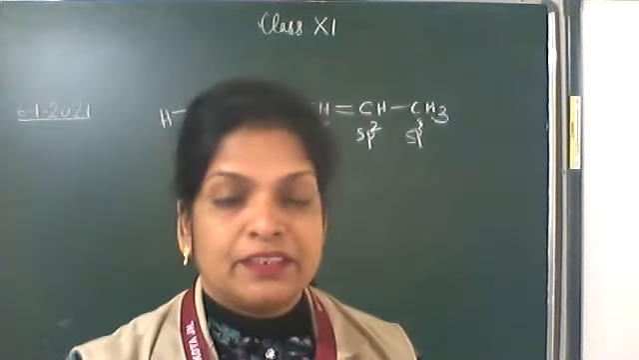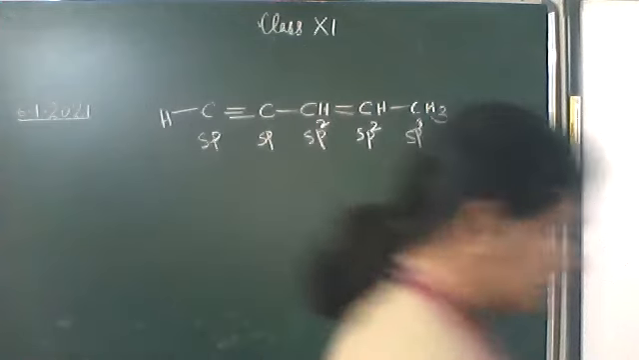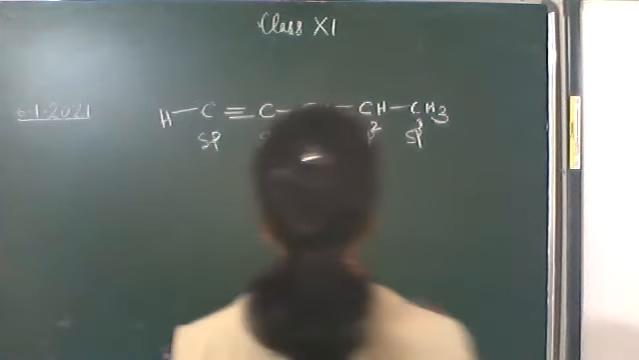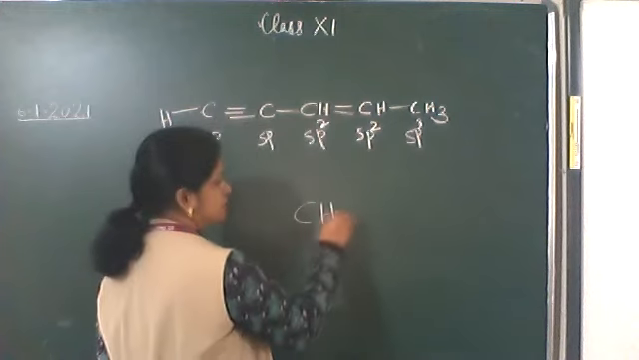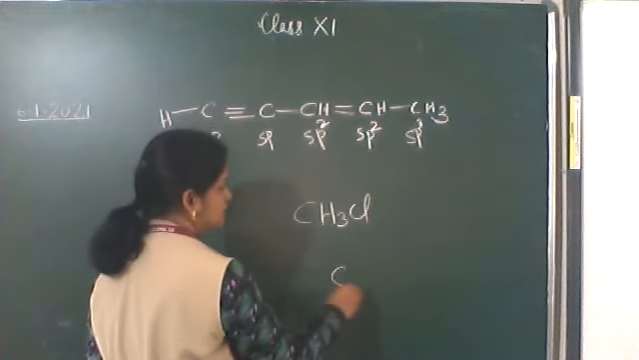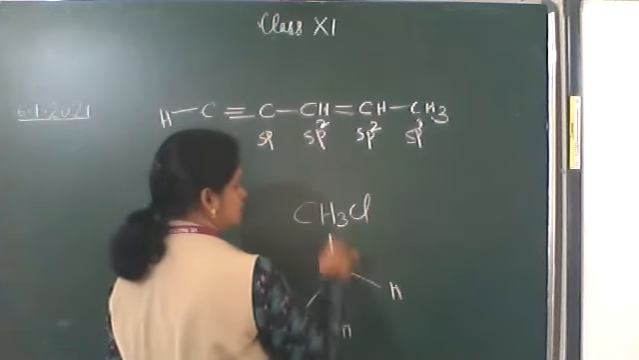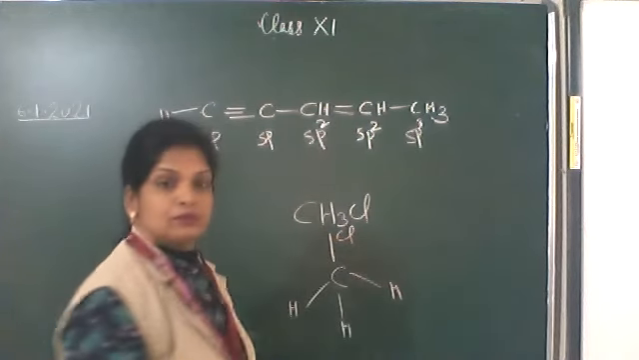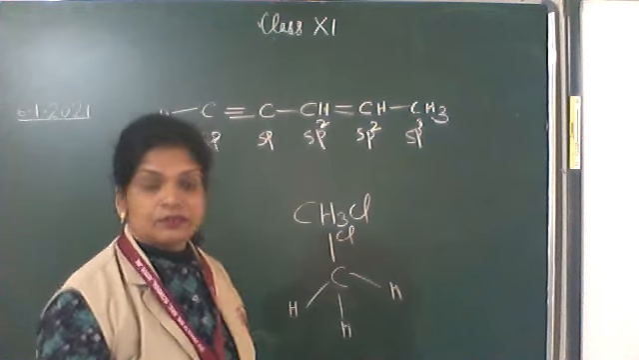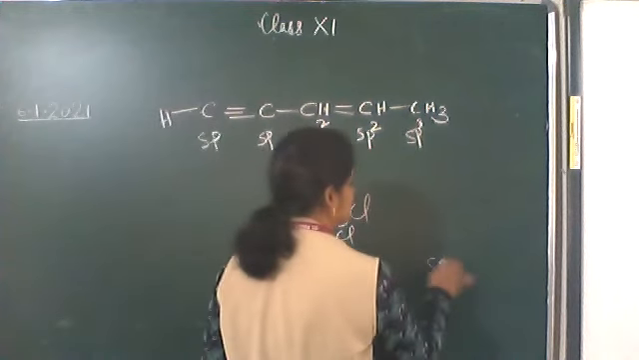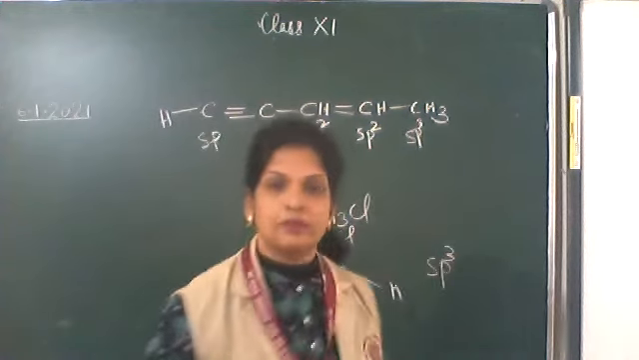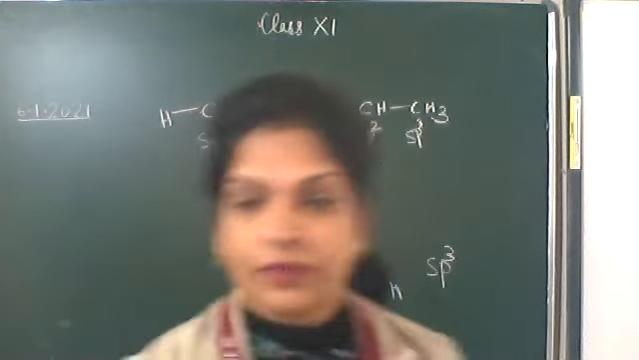What is the hybridization in CH3Cl? C, H, H, H, Cl. Only single bonds are there. So the hybridization is sp3. Okay. Thank you.